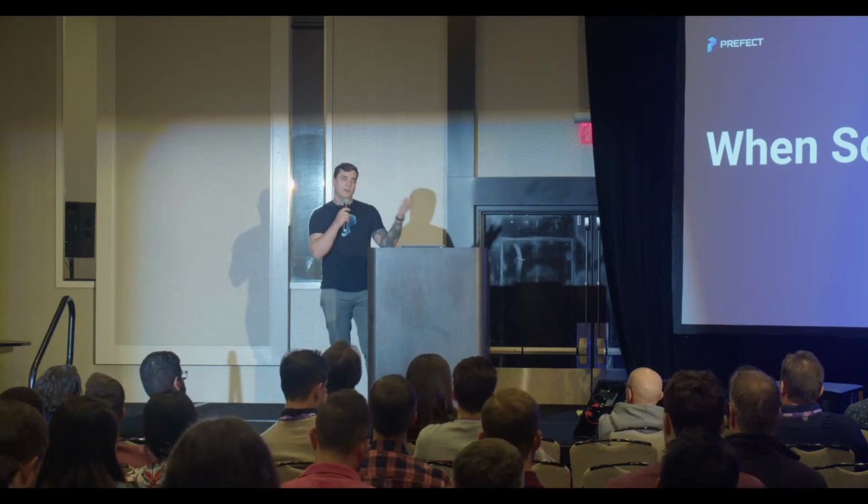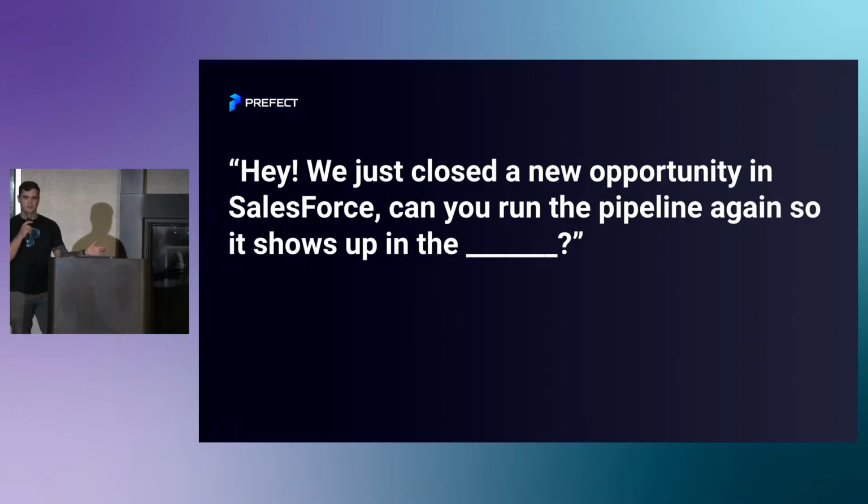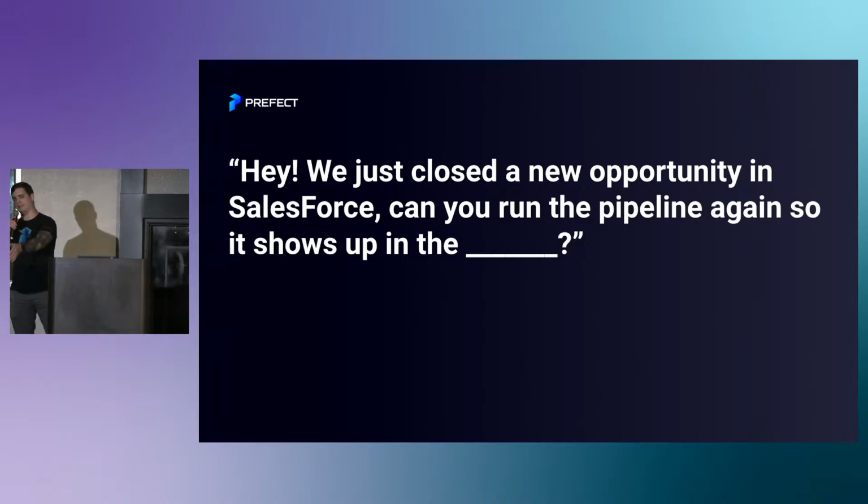Okay, so I feel like most of you in the room will probably be familiar with this sentiment. You get a call from somebody in the business who says, hey, something out there in the world happened, it doesn't fall in line with your schedule, can you please do X manual intervention so that X, Y, and Z happens? For me, it's usually, hey, somebody just closed a deal in Salesforce. I want it to be in the report that's going out to the executive team at 5 p.m. today on Friday. Can you please rerun this workflow so that my good work shows up?